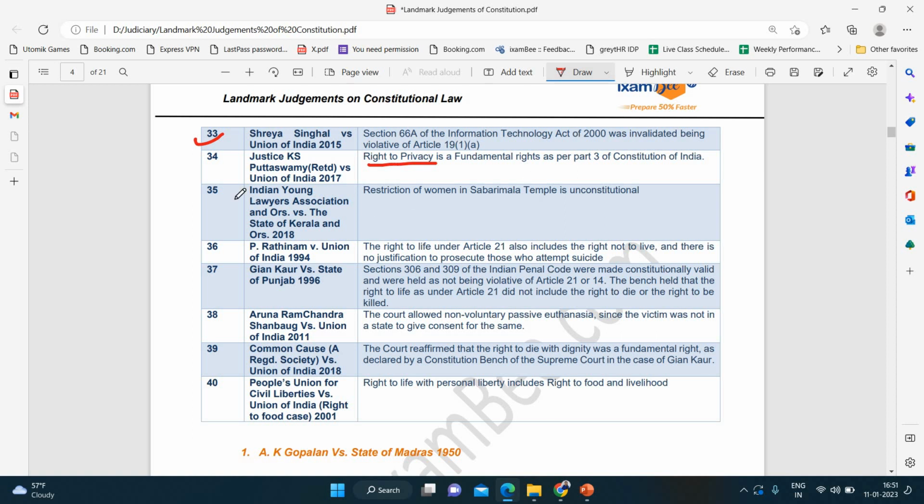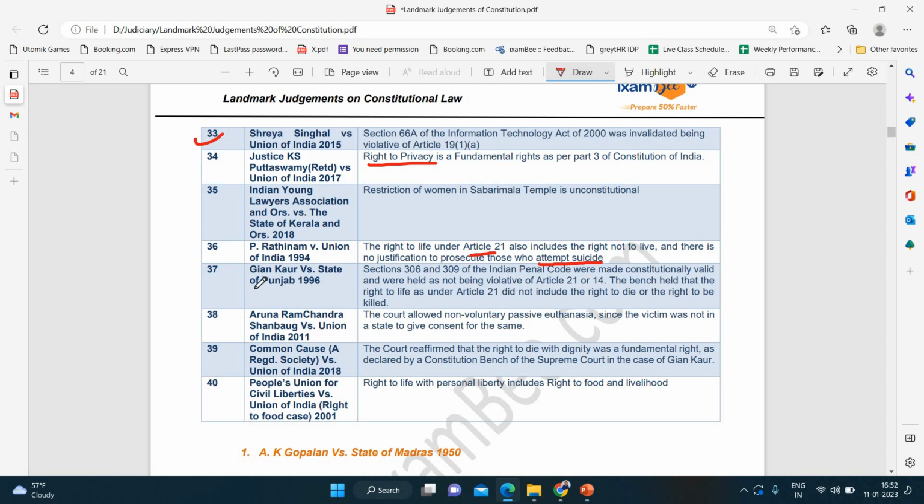In Indian Young Lawyers Association and others versus State of Kerala and others, the restriction on women in the Sabarimala temple was held unconstitutional, and after this judgment, women were allowed in the Sabarimala temple. The judgment of P. Rathinam versus Union of India held that the right to life under Article 21 also includes the right not to live, and there is no justification to prosecute those who attempt suicide. So after this judgment, attempt to suicide was no longer a criminal offence.